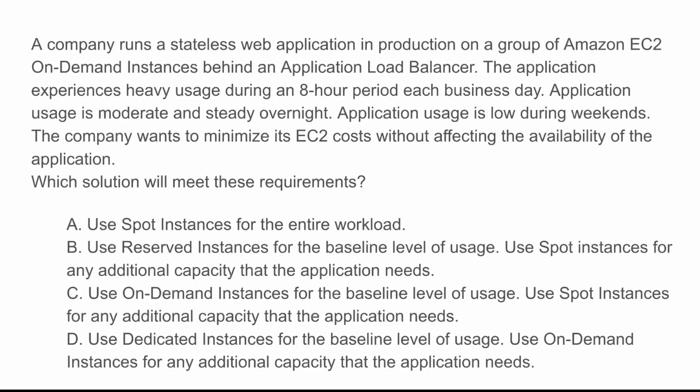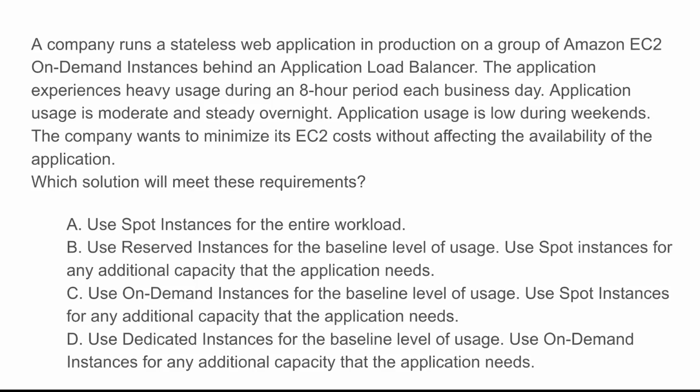So here's basically how it works. Reserved instances handle the baseline load, ensuring availability at a lower cost. Spot instances dynamically scale up during peak hours at a fraction of the price. Application load balancer distributes traffic across instances, and auto-scaling group adjusts capacity based on demand.